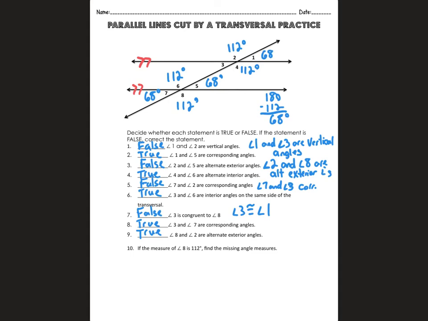It's also alternate exterior angles with angle 7. And angle 3 would be 68 degrees as well. It's vertical angles with angle 1. And it's alternate interior angles with angle 5. It corresponds with angle 7. For all those reasons, that is also 68 degrees. All right, there you have it.